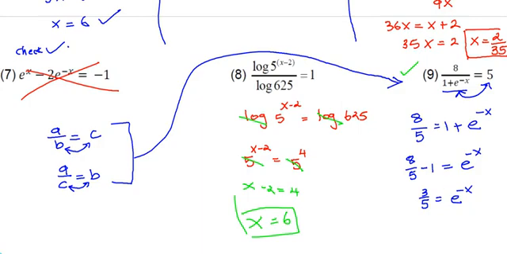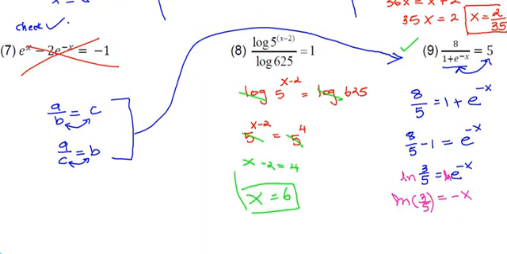Now we have to take ln on both sides, because we have a base e. Ln of e to the x, I get x. And this side is ln 3/5. Yes, you could punch in the calculator, but we are trying to avoid the calculator all the way until the end.